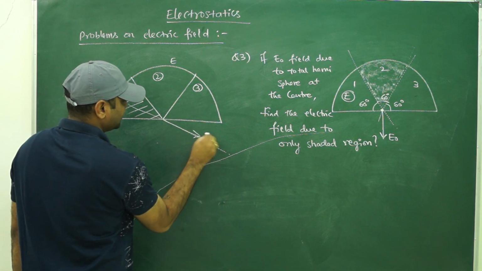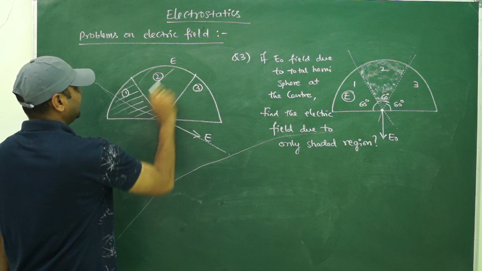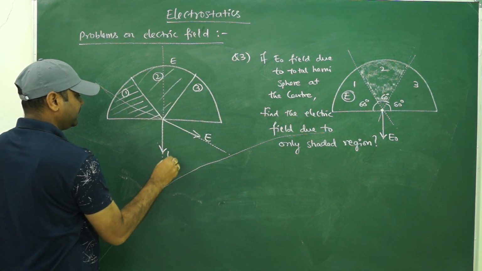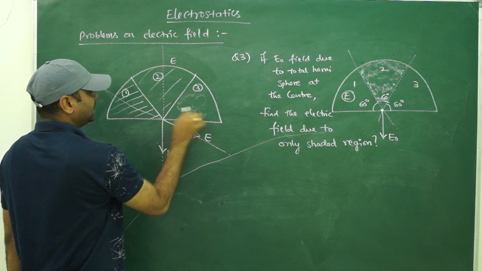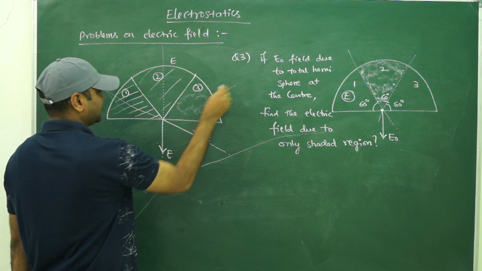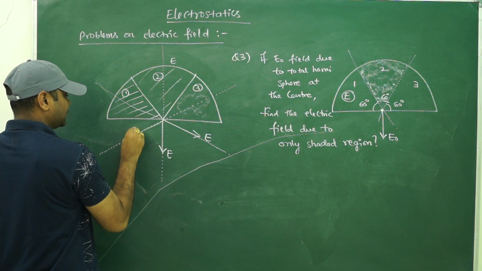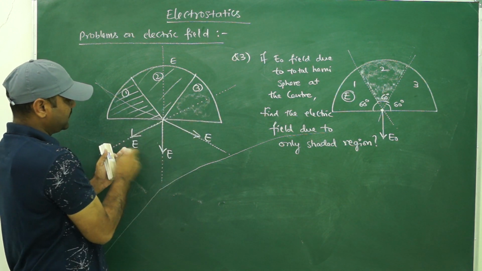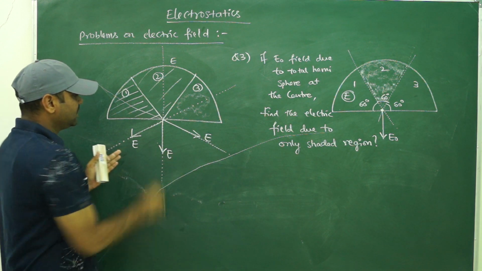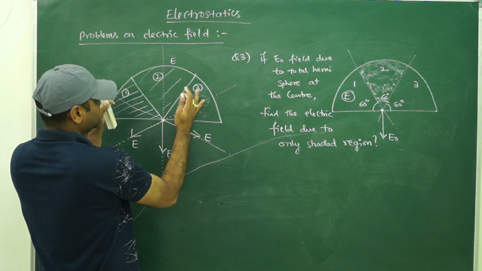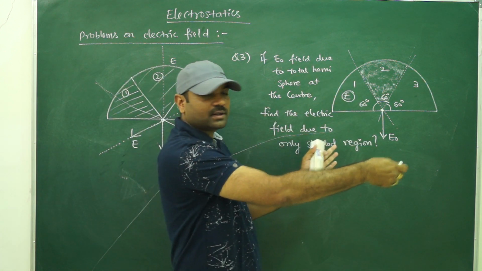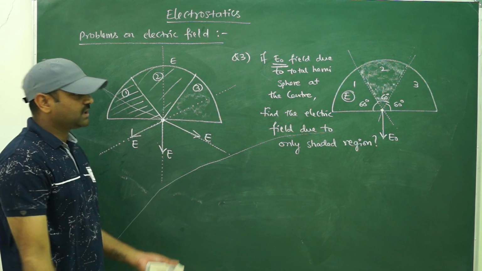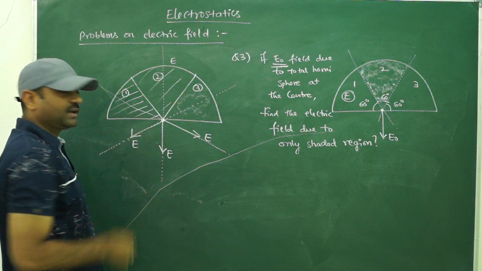This is the field direction, E. Again, for the second part, the field will be along the angle bisector, again E. For the third part, again along the angle bisector, also E. So you will find three fields due to the three parts. If I keep all three parts together, I get the total hemisphere, so the resultant of all three fields should be equal to E naught. That is the logic. Then I can find the E value.